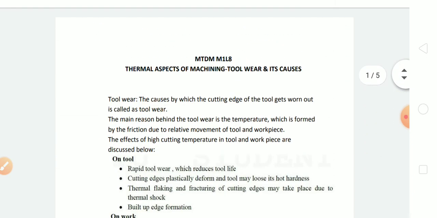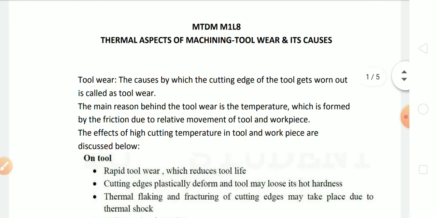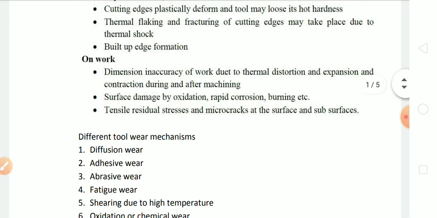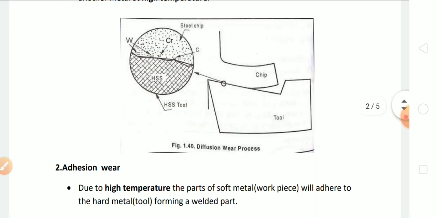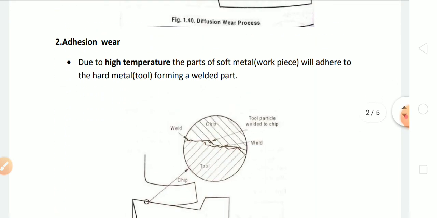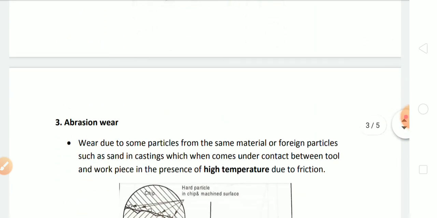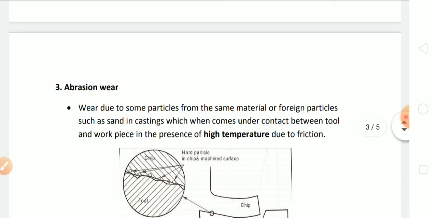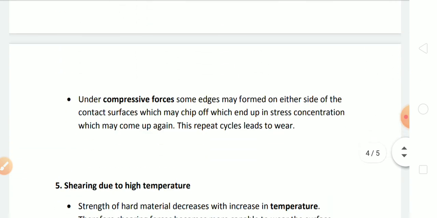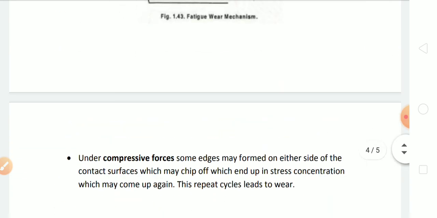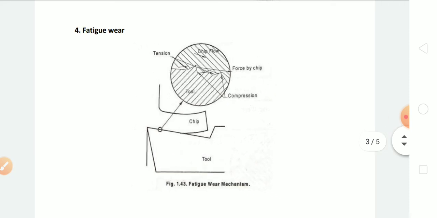You just have to know that this is why it is called thermal aspects of machining. See, in diffusion wear there is a high temperature condition, and in adhesion wear there are high temperature conditions. You can see it in bold fonts. In abrasion wear there is also a high temperature condition. Sorry, in fatigue wear there is no high temperature condition. It is just a cause for fatigue wear.